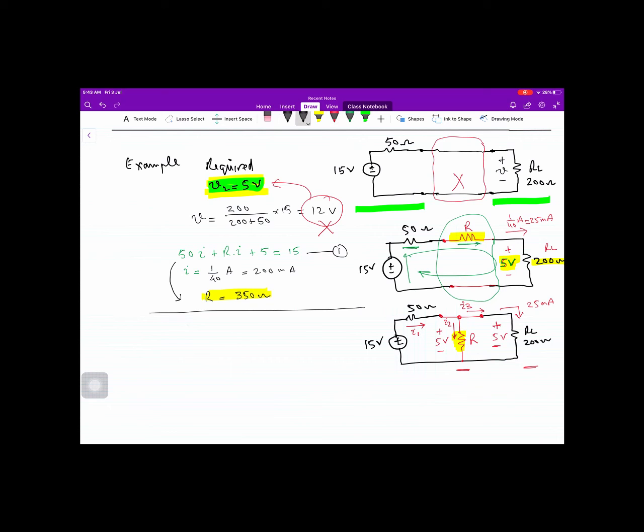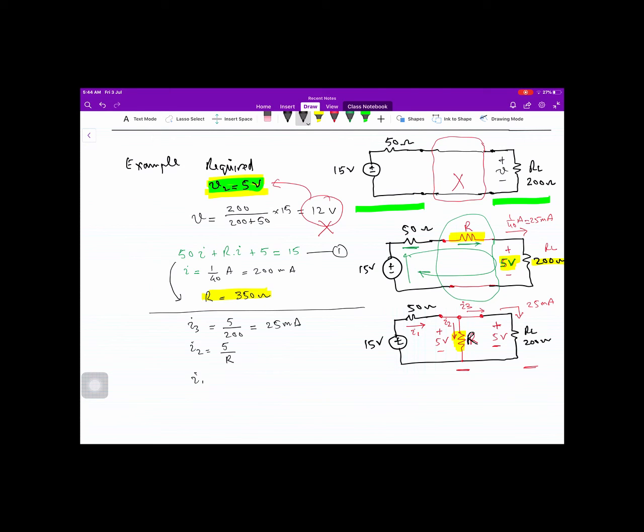We know what is I3 due to the given load voltage condition and the given load resistance. Again, I repeat, this is 25 milliampere. Now, what is I2 which is flowing through this R? Looking at the circuit diagram, 5 volt appears across it, and the resistance is R, and this R is not known yet.